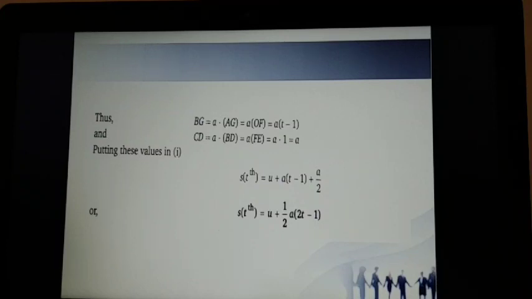Now you are substituting in that equation for S. So S is equal to U plus A into t minus 1 plus A by 2.